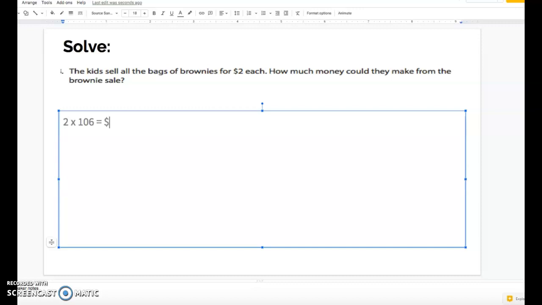Welcome back. So if we're multiplying 2 times 106, I know that I'm left with 212. So the boys made $212 off their brownies. Nice work, fourth graders.